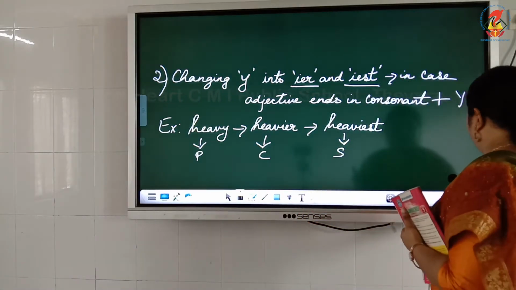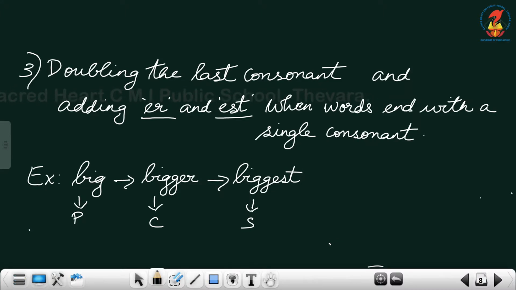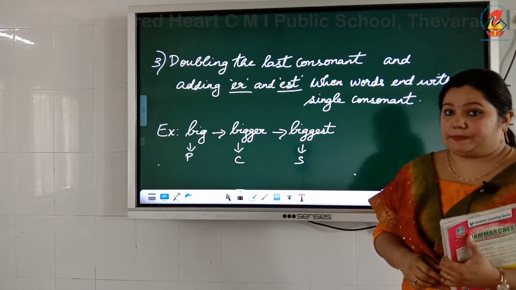Okay? Now let us see the third method: by doubling the last consonant and adding er and est when the word ends in a single consonant. Like over here, big, G is a consonant. So when we convert that word into comparative, er is added, but we double the spelling, so bigger. Then the same thing here, biggest, superlative, est is added. So by doubling the last consonant and adding er and est.